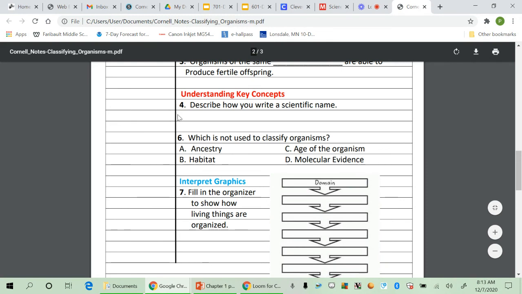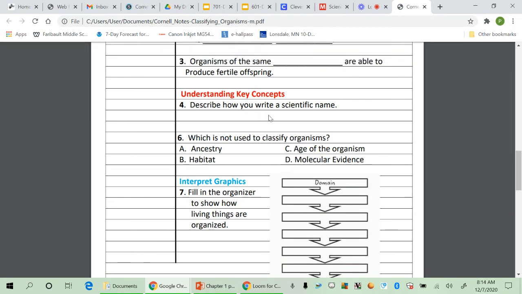If you had the patience to watch all of this, you write it with the genus and the species, giving you the 2 words, and you always capitalize the genus, which is written first. The species is never capitalized. So genus and species are the 2 words. Genus is capitalized. Number 6, which is not used to classify organisms. This is a multiple choice question. Go back up and look at systematics to find this answer.